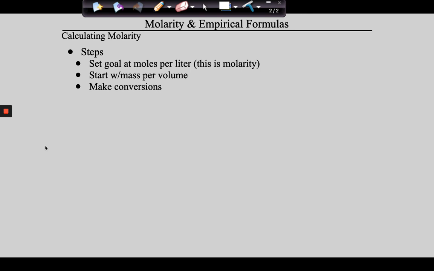Guys, you are going to set your goal at moles per liter. But guys, remember that the per means divided by. So when we say moles per liter, it's moles over liters. And this is where these complex conversions are going to become important, like the cycling question that we solved about a week ago, where we figured out how fast they were going in miles per hour. So guys, your goal is going to be moles per liter because that's molarity. Then your starting point is going to be mass over volume. And then at that point, you're going to make some conversions, and off you go.